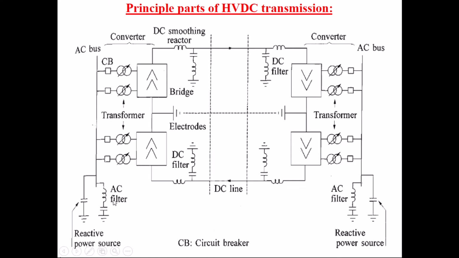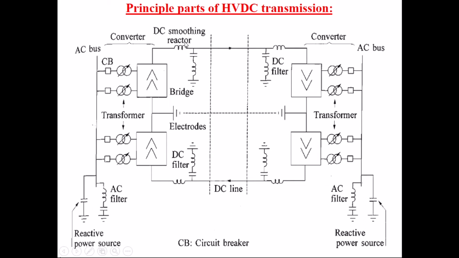It may be an active filter or a passive filter. As well, because of the converter operation there is a phase shift between the supply voltage and current. That's why these converters require reactive support. So we provide the reactive support locally at both ends. You can see that at this end also we provide the filter as well as reactive support. Generally we use a capacitor bank, or sometimes we use FACTS devices like a STATCOM as reactive support.